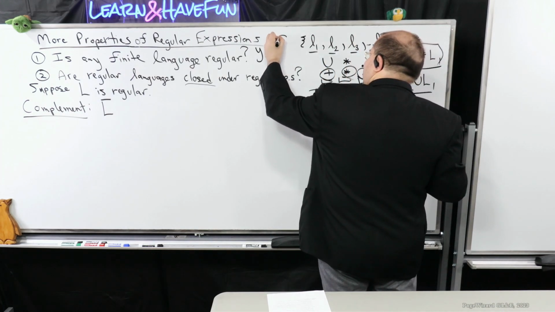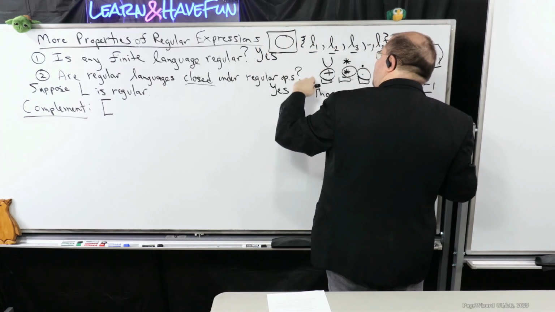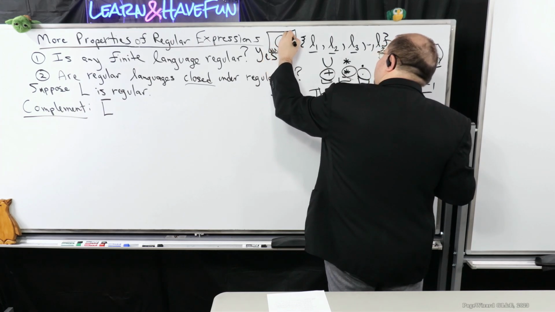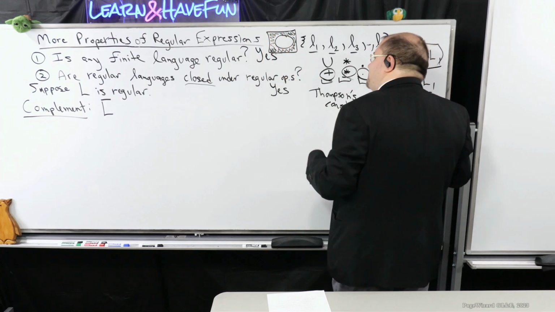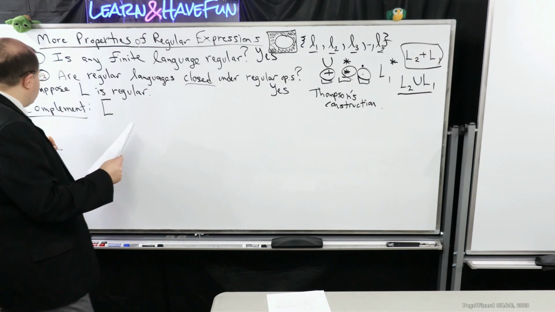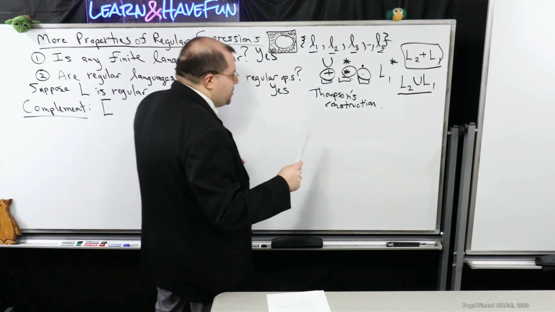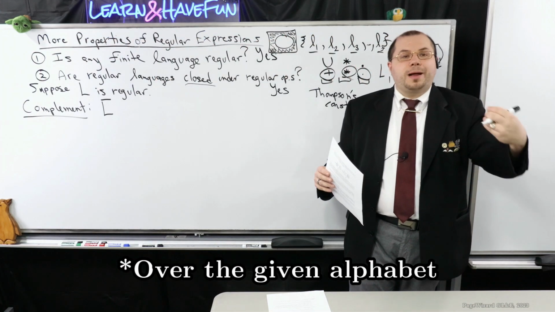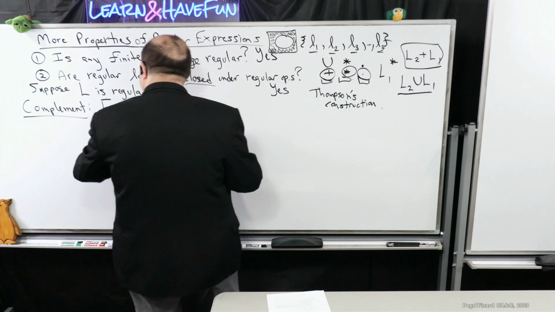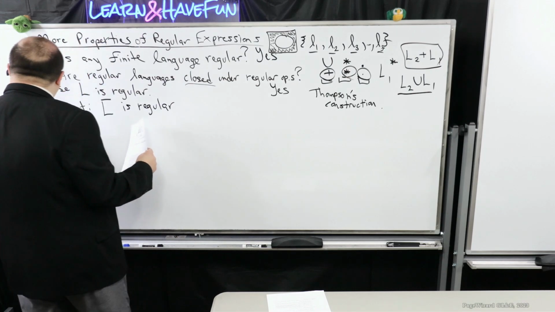Imagine here's my language. Everything outside of this circle is the complement, which is simply all of the strings that don't belong to that language. So that's what the complement of a language is. What I want to show you is that if you take the complement of a regular language, you still end up with a regular language. We're going to prove this together.